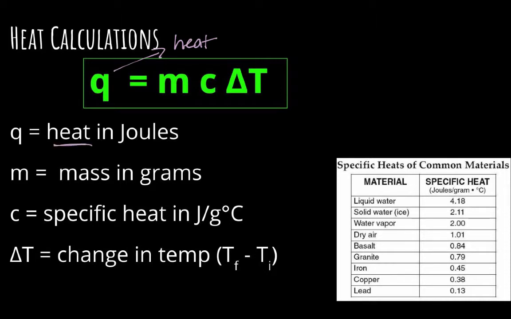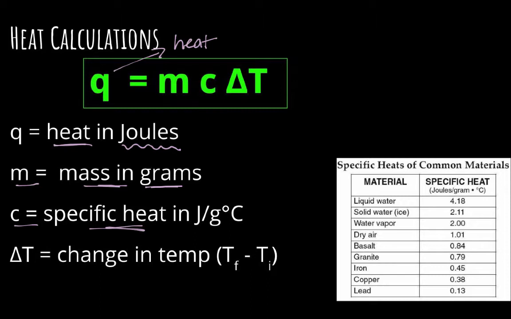When we do these calculations, the heat is going to be measured in joules because of the unit that we're using for the specific heat, which we'll get to in a second. Sometimes afterwards you might have to convert to something else, but for this first set of problems you'll be able to leave it in joules. M stands for the mass in grams of the substance that you're investigating. C is the specific heat.